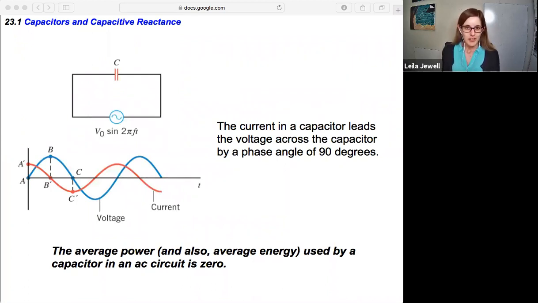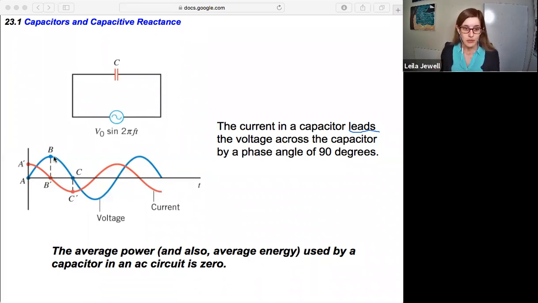So when you have a capacitor in the circuit, the current leads the voltage by a phase angle of 90 degrees. What does this mean? Well, current here is shown in red and voltage is in blue. And so when the voltage in the source reaches its peak at B, there's no current flowing. And that's because that's when the voltage is maximally charging the capacitors. The capacitor is fully charging up, and then it blocks all the current when it's fully charged.